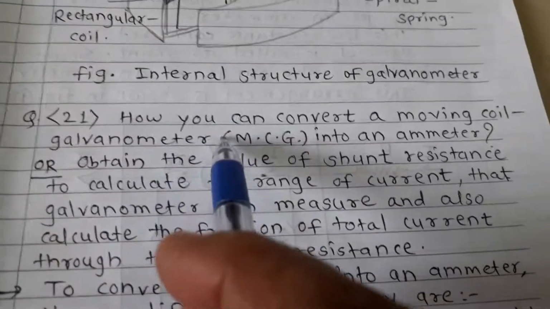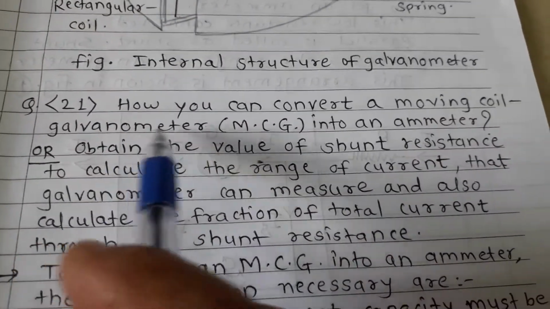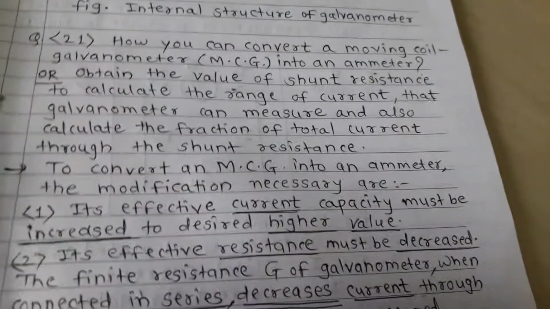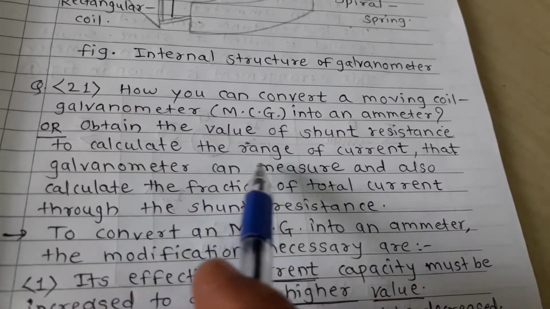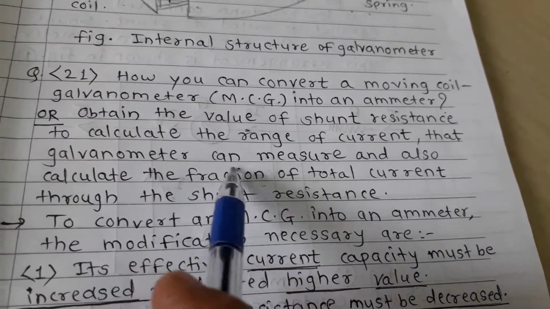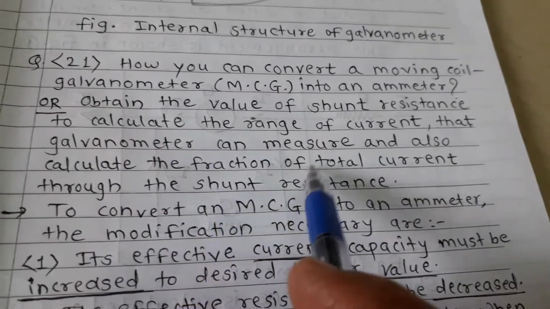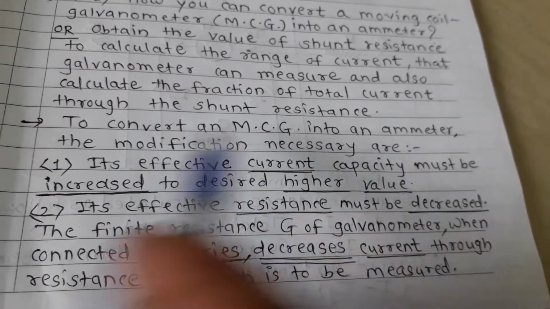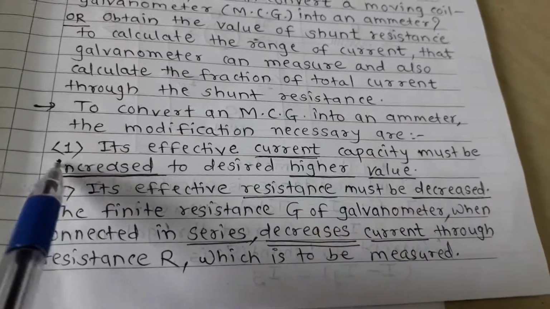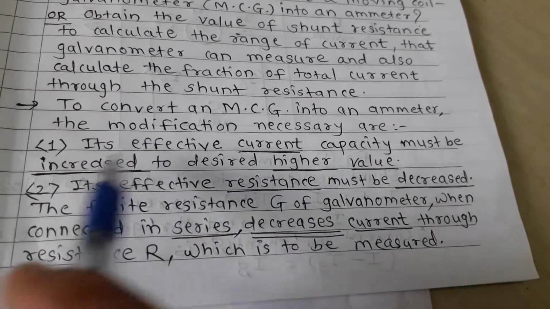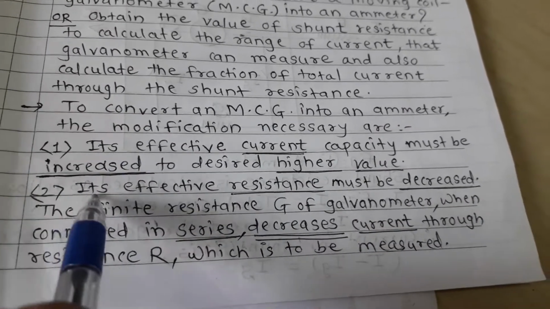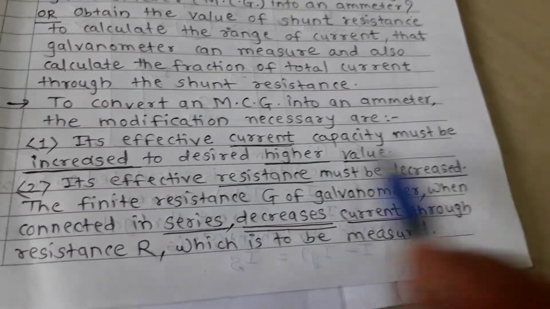Question number 21. How can you convert a moving coil galvanometer (MCG) into an ammeter, or obtain the value of shunt resistance to calculate the range of current that the galvanometer can measure, and also calculate the fraction of total current through the shunt resistance? See here, the answer. To convert an MCG into an ammeter, the modifications necessary are: number 1, the effective current capacity must be increased to the desired higher value. Number 2, its effective resistance must be decreased.